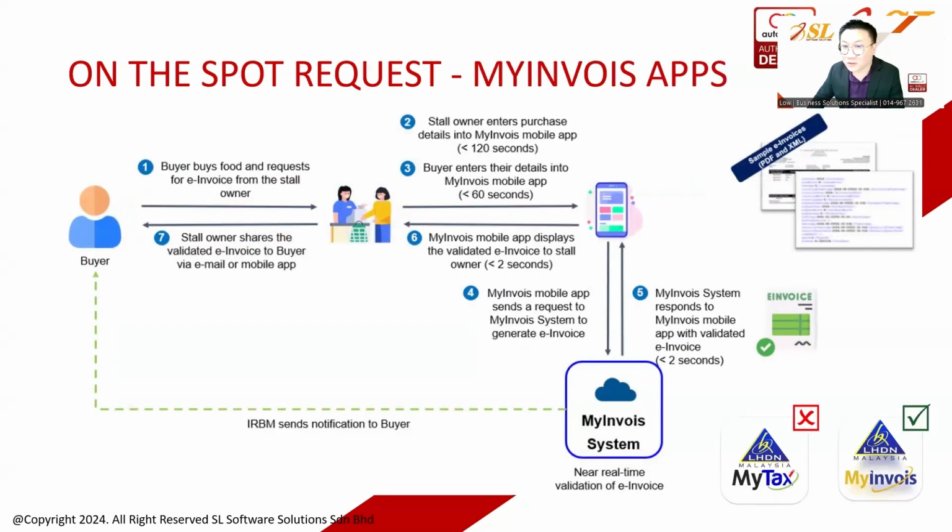Just now I said the government provides the apps. You see there are 2 apps here. One is called MyTax, and another one is called My Invoice. You see the logo here. Make sure you download the right one, My Invoice. Don't download the wrong one, MyTax.